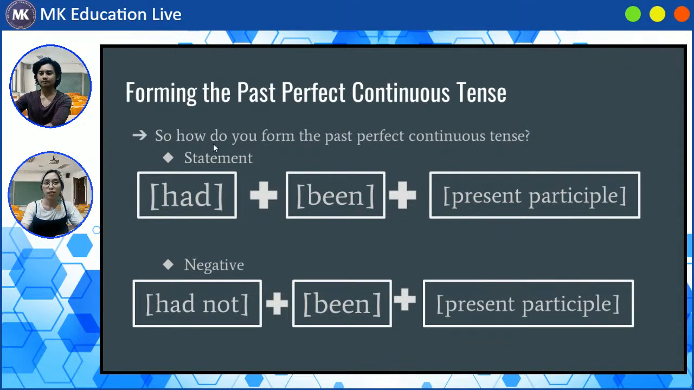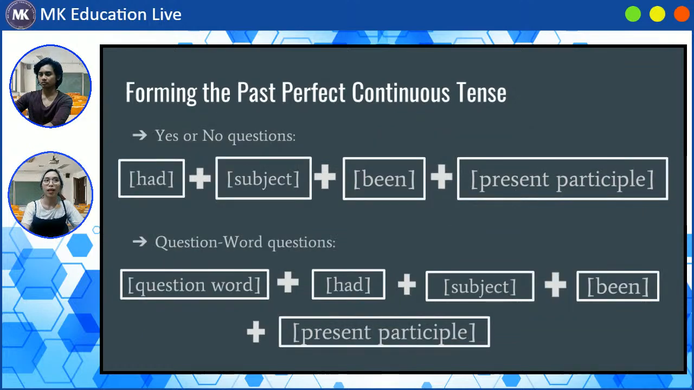First, we have a statement. We have had, okay, so I forgot to put the subject. Subject plus had plus been and the present participle of the verb. So that is for your statement. How about for your negative statements? Had not plus been plus present participle. Don't forget the verb ending in ing for your present participle, because it shows that the action is still continuing.